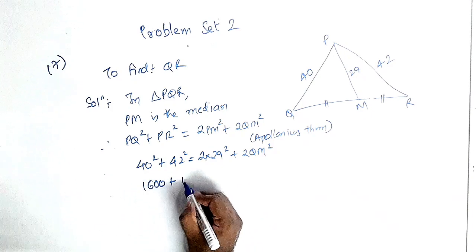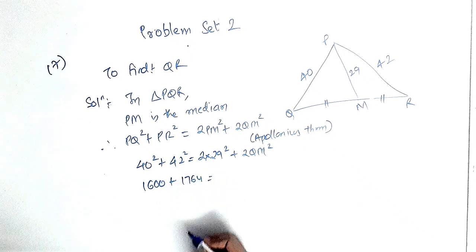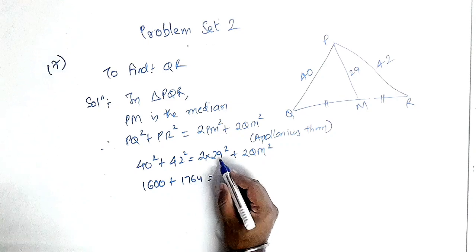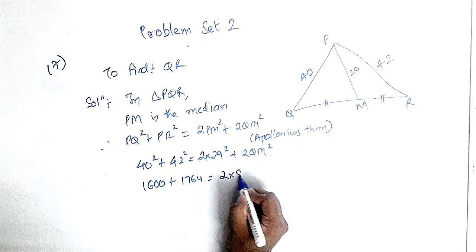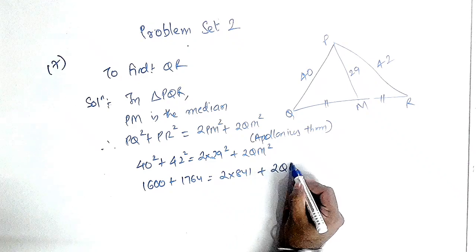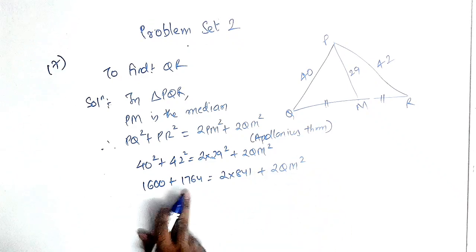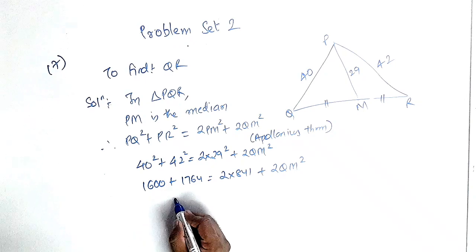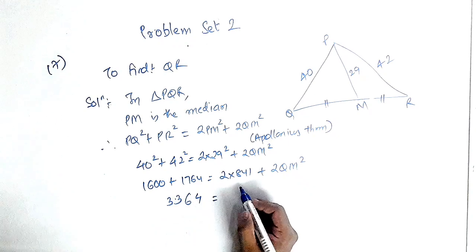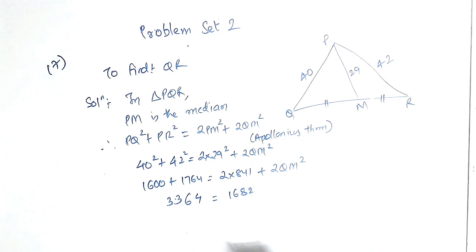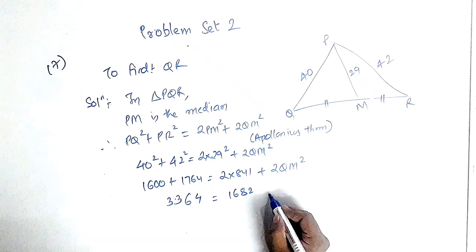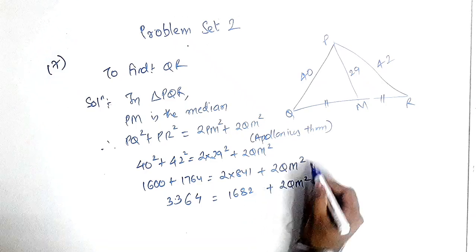1600, 42 square is how much? It is 1764. 2 into 29 square, 29 square is 841. Let us multiply in the next step, plus 2qm square. 1600 plus this will come to 3364. Okay, 2 into 841 is 1682. Okay, plus 2qm square.